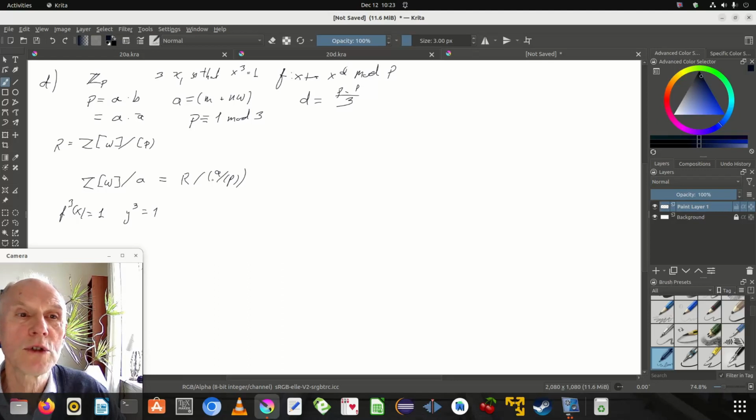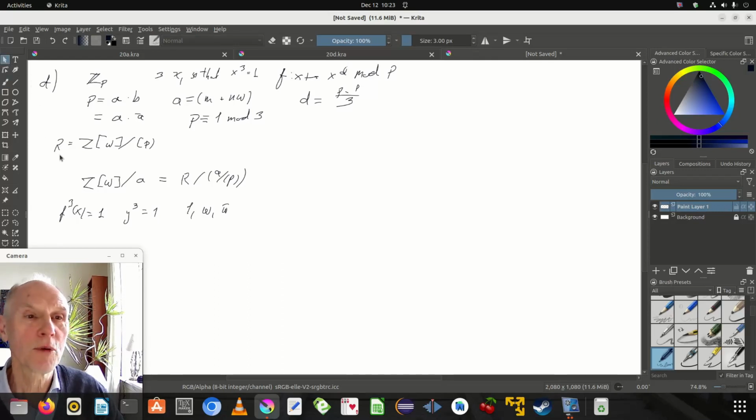How many solutions have we got? Up here, we've got exactly 3. Down here, we've got exactly 3, because this is a field. So there are at most 3 solutions. And since we know the 3 solutions, unity, omega, and omega bar, then we are home safe.